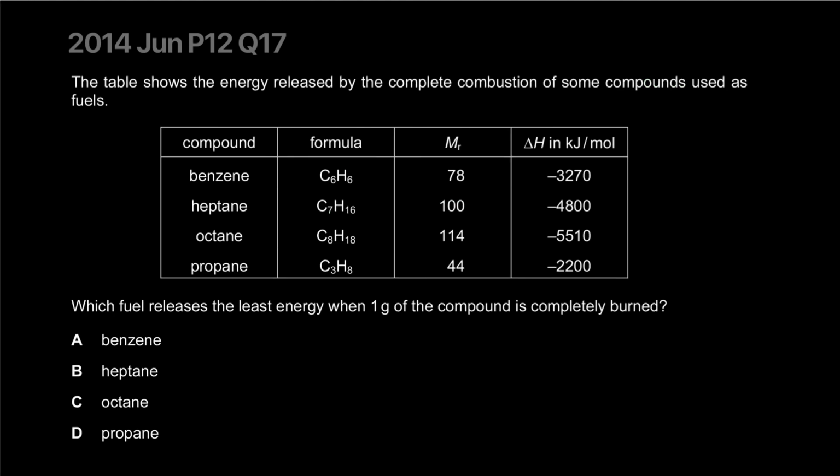I think I've done this question many times. The idea is that if you have 1 mole of benzene, let's say, it's going to give out minus 3,270 kilojoules of energy, because it's per mole. Or if you had 78 grams of it, because that's 1 mole, it's going to give out this amount of energy. How do I figure out for 1 gram? Can I just divide this by 78? If I divide this by 78, I'll get the per gram energy.